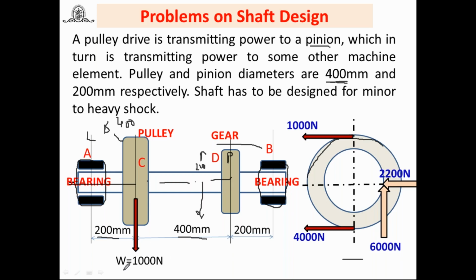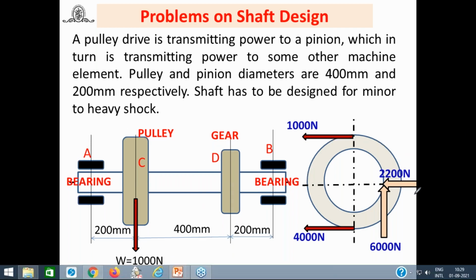Again, here one thing is shown. Look at the pulley. W is 1000 Newton. What does it mean? It is the weight of the pulley, and because of that, as you know very well, weight always acts vertically downward. The weight is also shown.